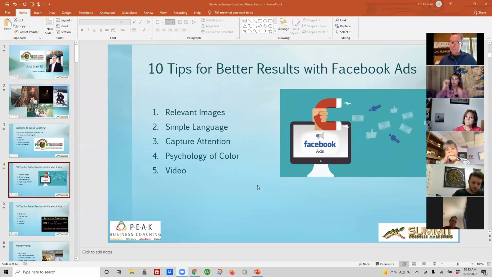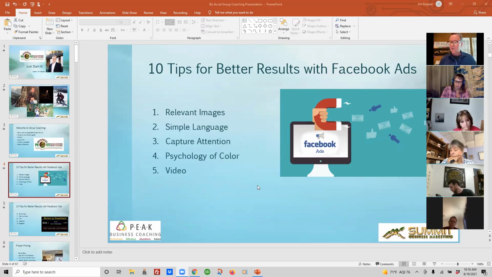The first tip is using relevant, high quality images. Venice, you probably know this, because you're such an expert in brain function, our brains process images 60,000 times faster than text. So I guess that saying, a picture is worth 1,000 words, is really relevant here. So it makes your ads more effective. It also adds more emotion.